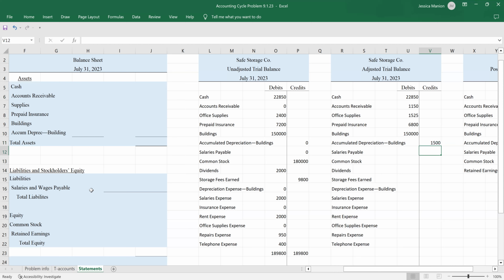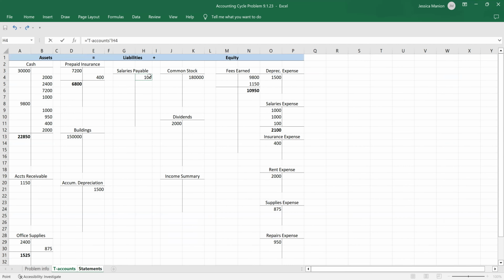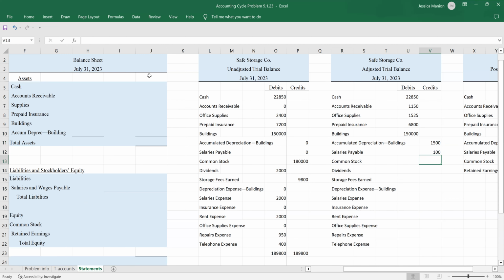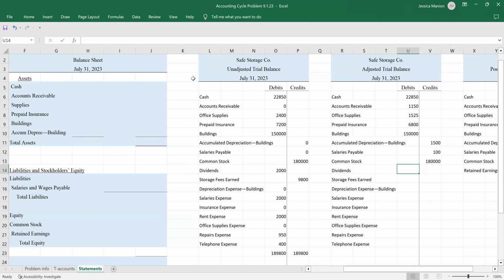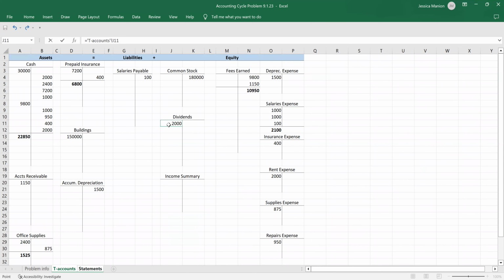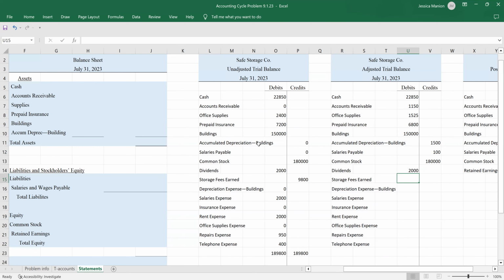All right, salaries payable, also normal credit balance. We go back, we got 100 in there. Common stock, again, like equity, normal credit balance. We've got 180 there. Dividends, though, decrease equity. And so dividends have a normal debit balance. We go back here, we got 2,000 in dividends, okay.